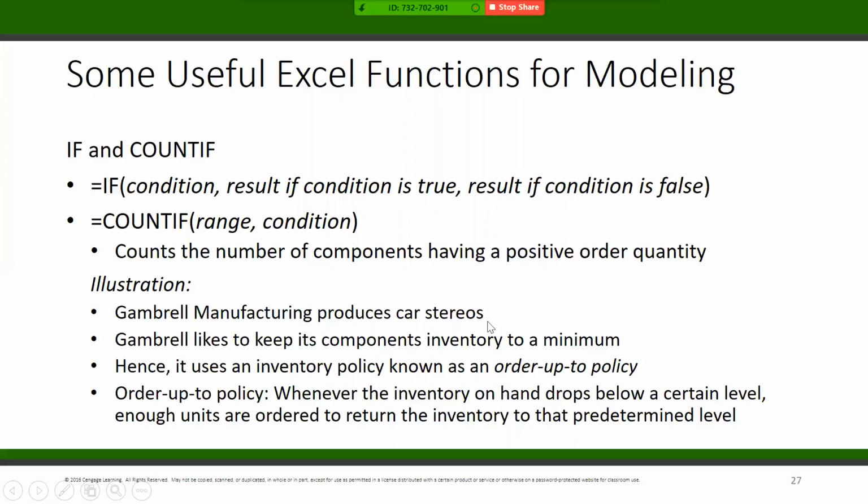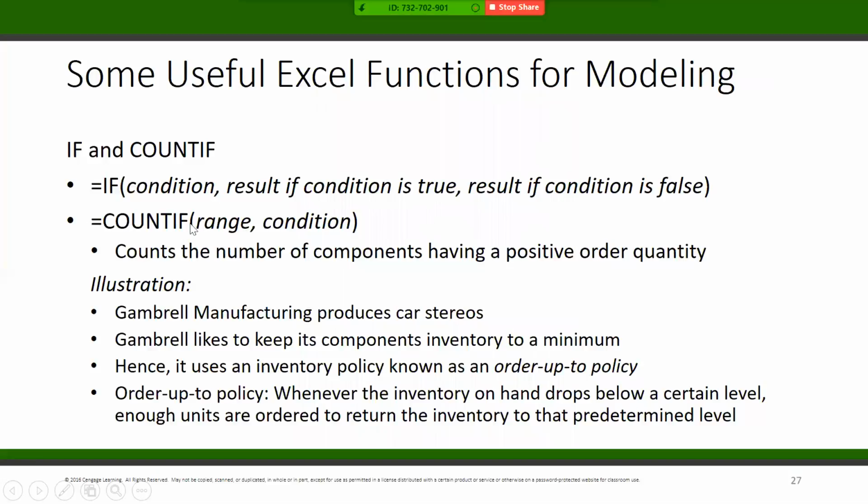Some other functions we can use are IF and COUNTIF. So IF gives you a condition, comma, the result if the condition is true, comma, the result if the condition is false. Basically you tell it something, and if that something is true, it gives you this answer. If it's false, then it gives you this answer.